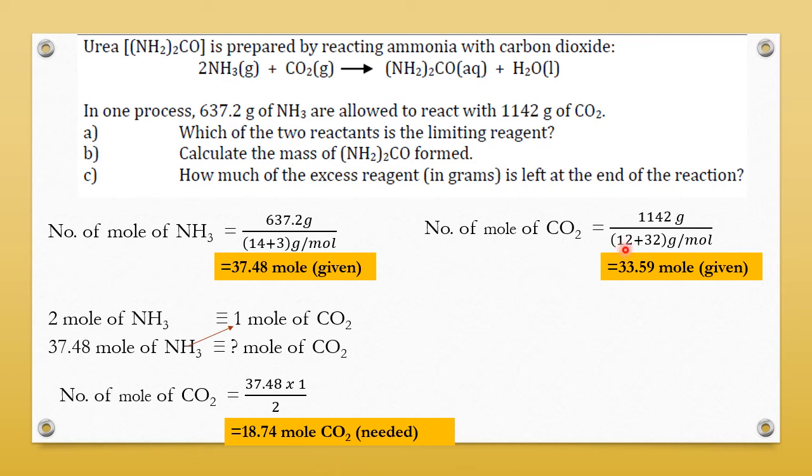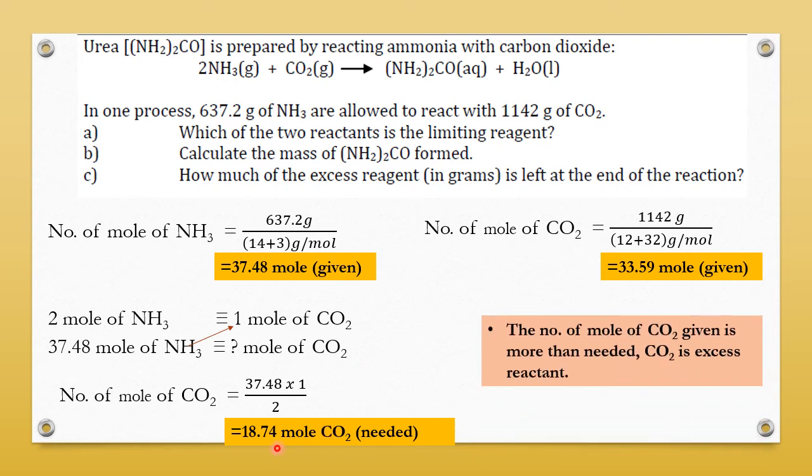And compare with the number of mole of carbon dioxide given, I'm given 33.59. I have 33.59 and I only need 18.74. So we can write the conclusion, which is the number of mole of carbon dioxide given is more than needed. So carbon dioxide is the excess reactant. So my ammonia will be the limiting reactant.